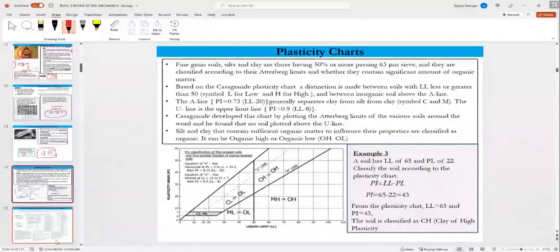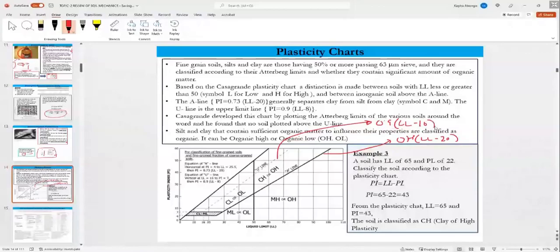Along with that, we use the plasticity chart, and listen carefully to the plasticity chart. The plasticity chart has two lines. One is the A line, given by the equation PI = 0.73 (liquid limit minus 20), and the U line, PI = 0.9 (liquid limit minus 8).